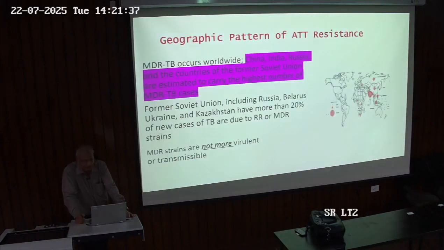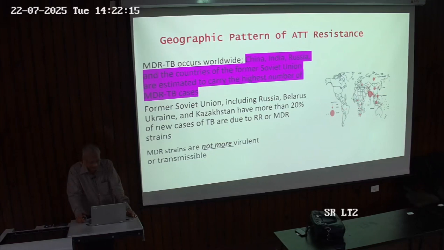What is the geographical pattern? You can see these areas. These are areas with a high prevalence of anti-tuberculosis drug resistance, including China, India, Russia and the countries of the former Soviet Union. Belarus, Ukraine and Kazakhstan have more than 20% of new cases which are rifampicin resistant or showing multi-drug resistance.